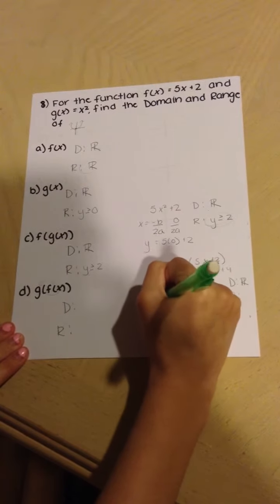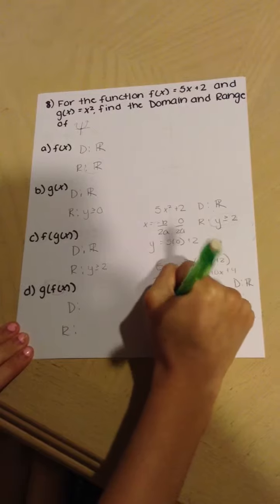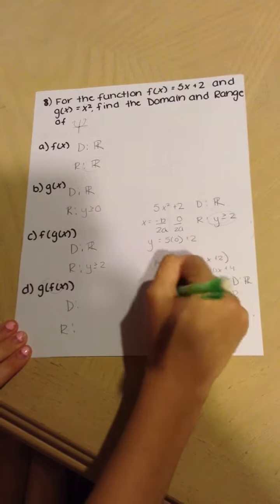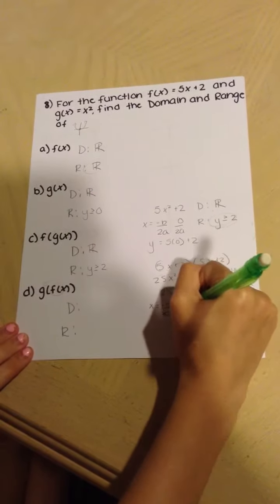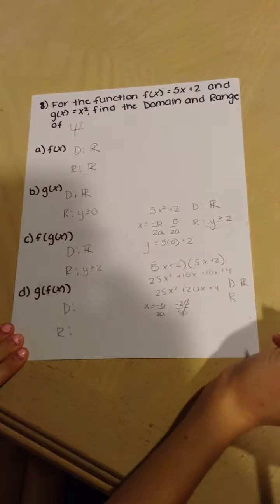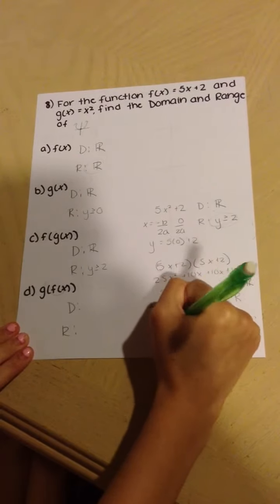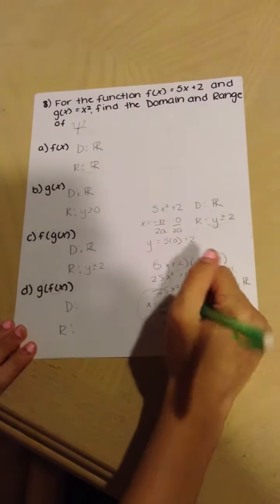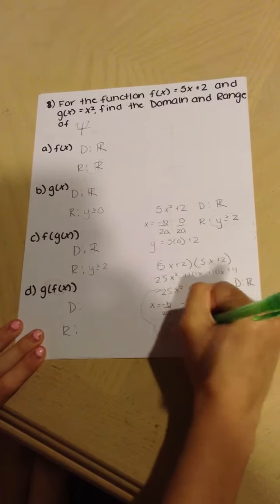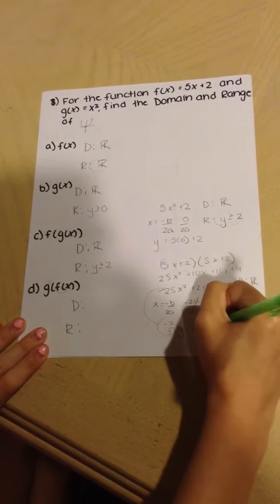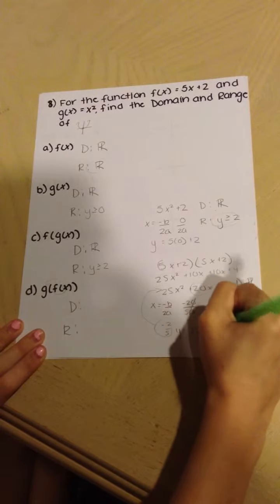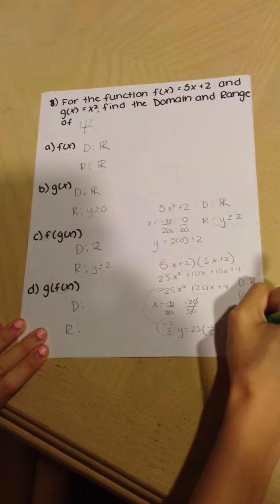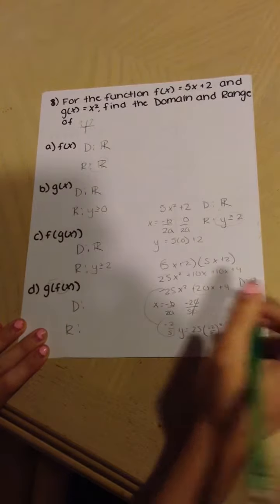So x equals negative b over 2a. Your b is 20, so that's negative 20. 2a is going to be 50. Simplify, you have negative 2/5 is your x. Now you have to plug that back in to get your y. So y equals 25 times negative 2/5 squared plus 20 times negative 2/5 plus 4.